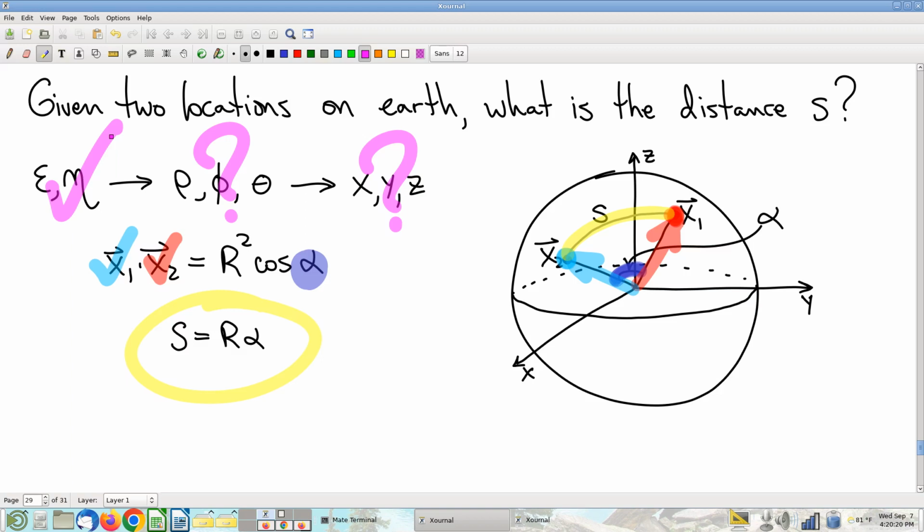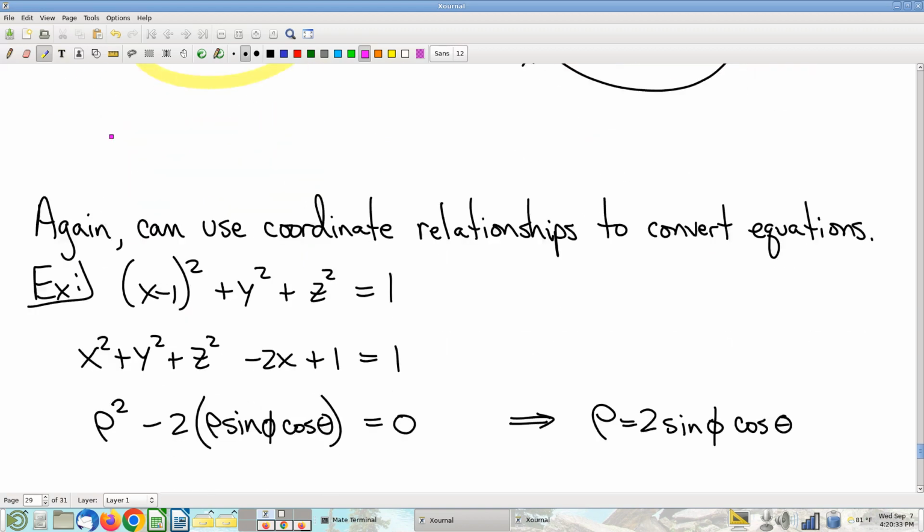And so you can compute the distance along the surface of the Earth pretty straightforwardly. A little bit of trig, right? But pretty straightforward otherwise. All right.